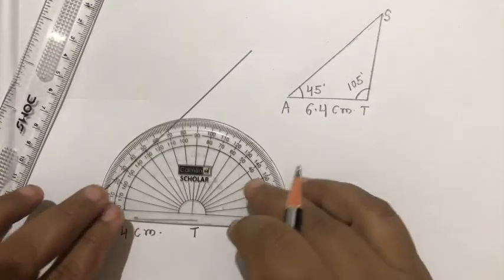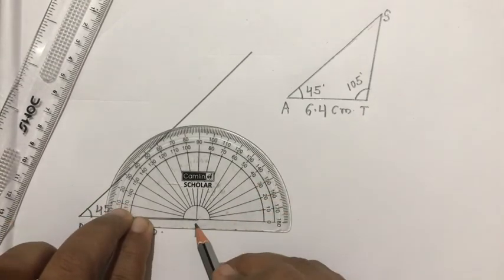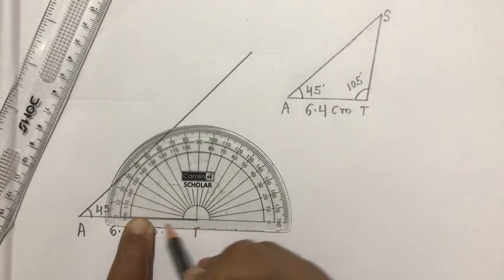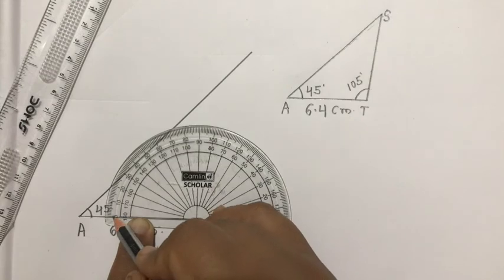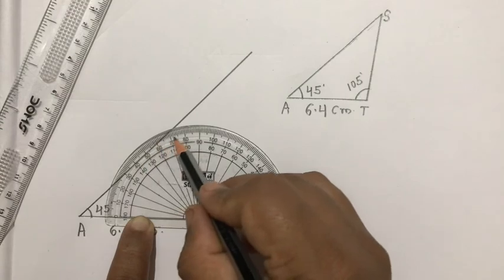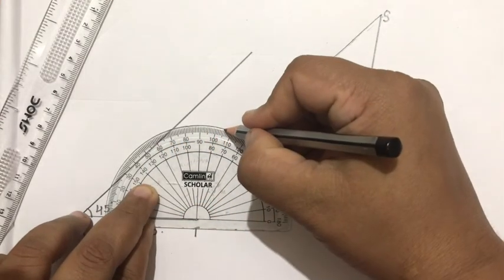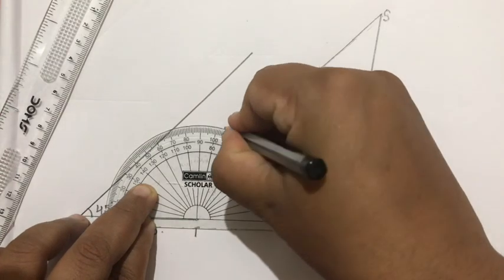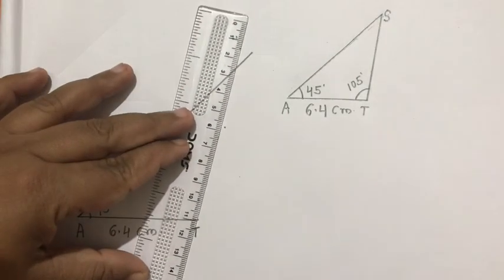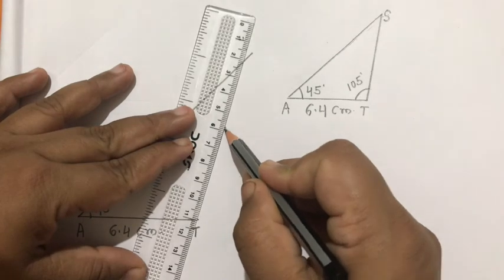Now measure 105 degree. Keep the center of the protractor at point T. Since segment is from left hand side, so you need to measure 0 from left hand side. So this is 90, then after 100, fifth point is of 105. Draw a ray passing through this point.